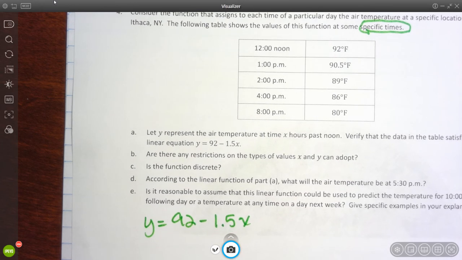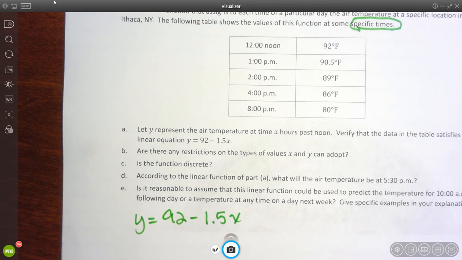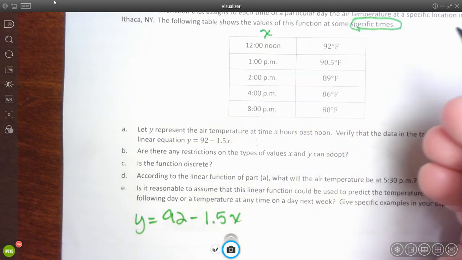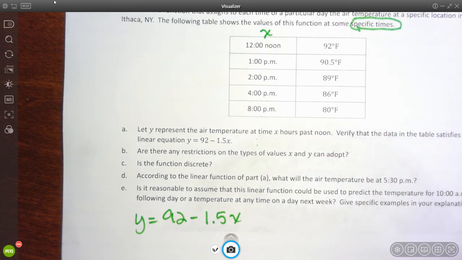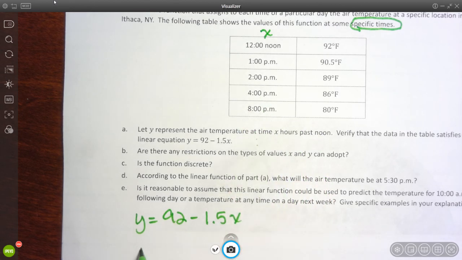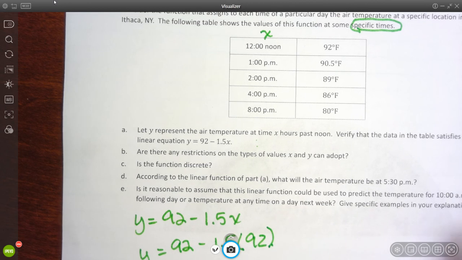So let's put in time x, so this is x. So y is going to be 92 minus 1.5. Actually, let me do this.